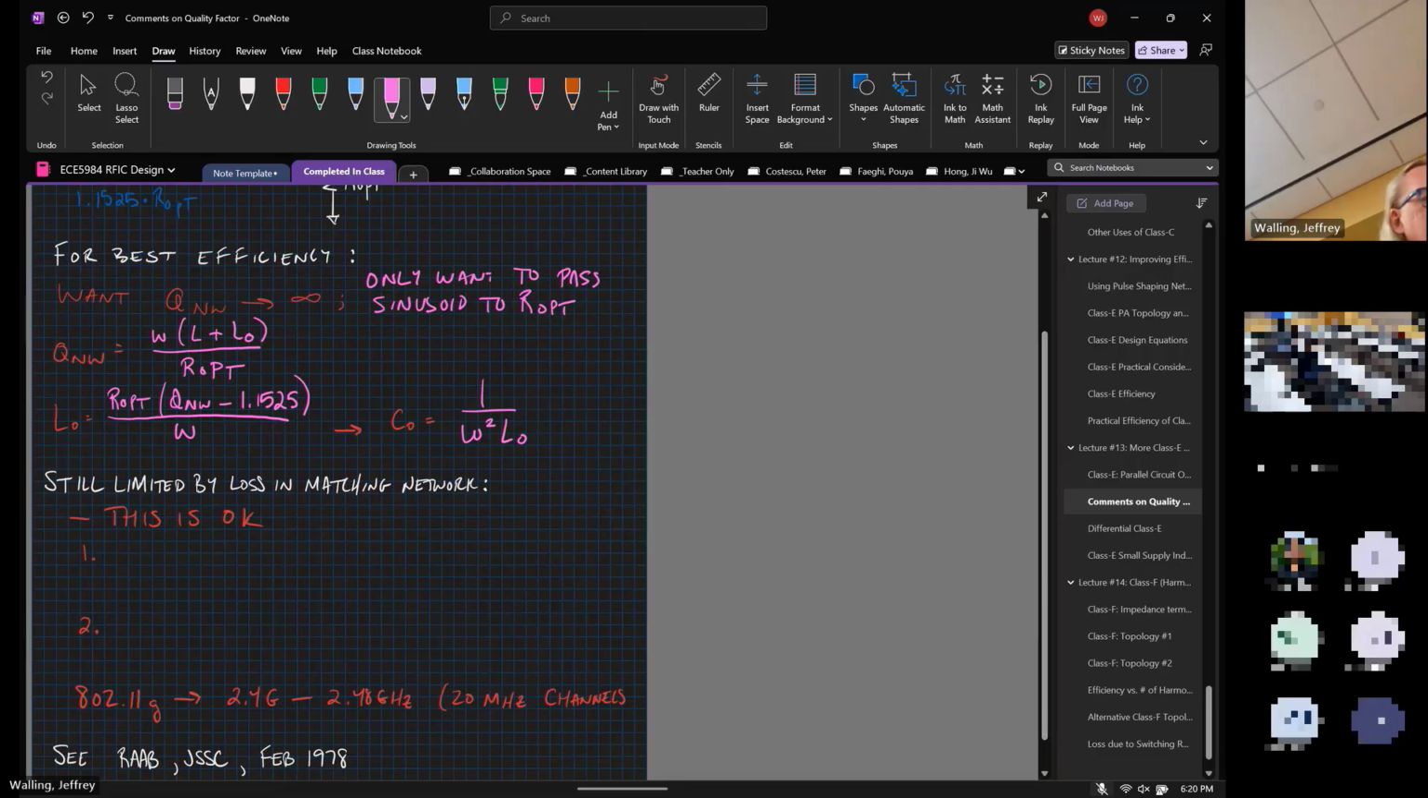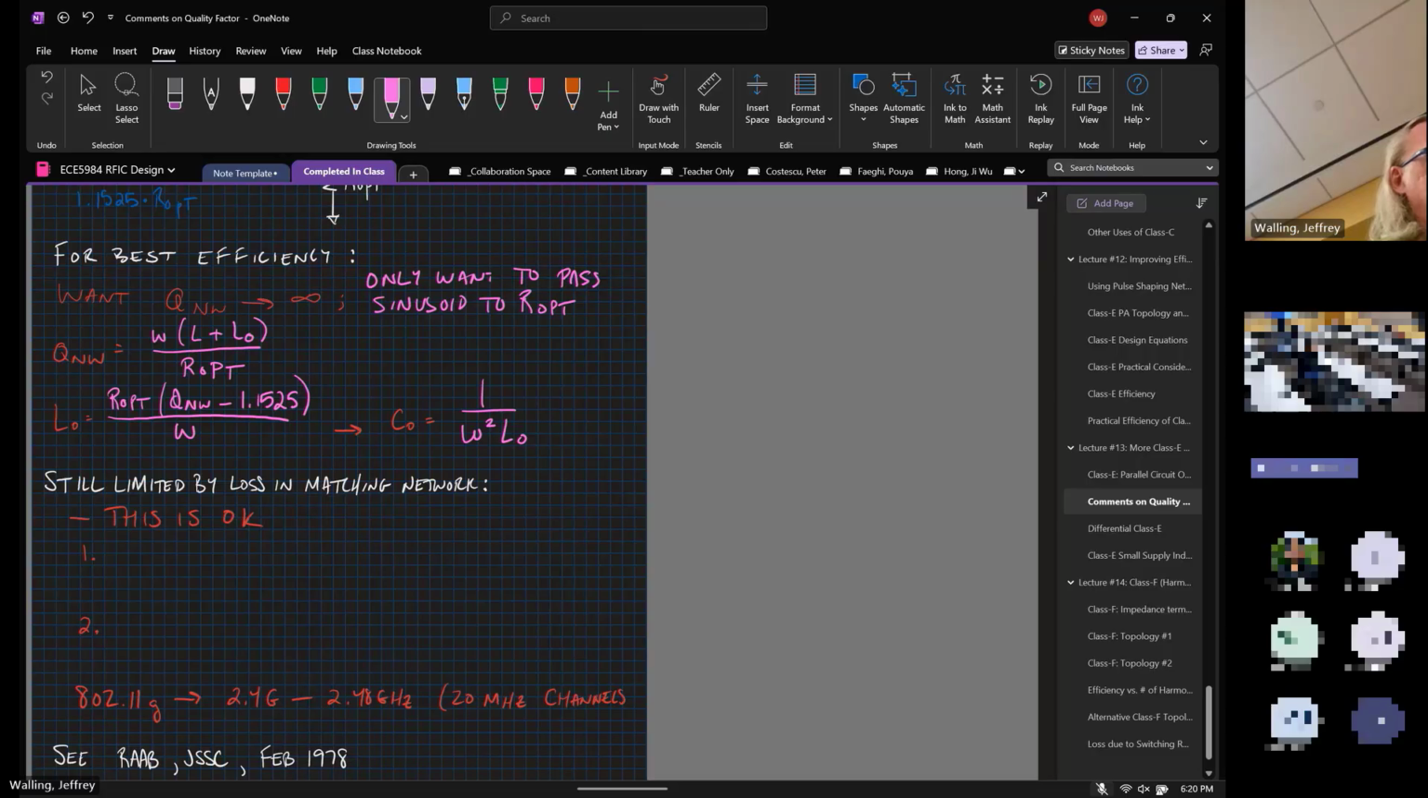Okay. Now, we are ultimately limited by loss in our matching network. In terms of how large the quality factor of the network can be, if we were to make the matching network have a quality factor of infinity, it would actually be pretty bad for us, because we have finite Q in our passive components. So all those inductors are actually lossy as well. We have some additional loss in the matching network the higher that we make the quality factor.